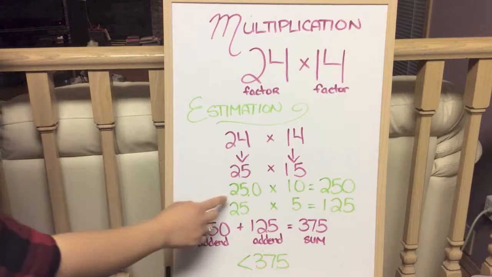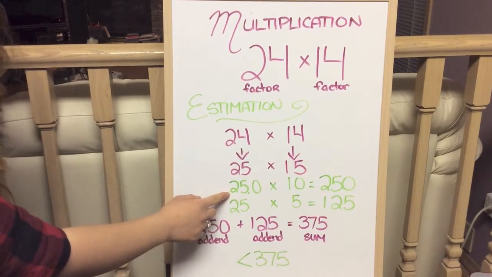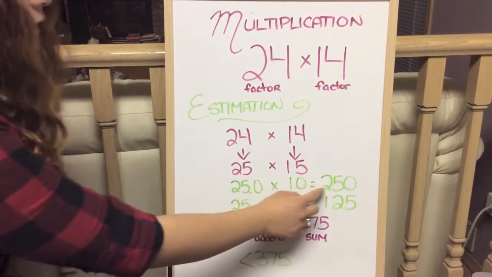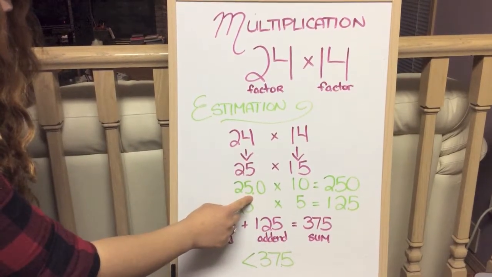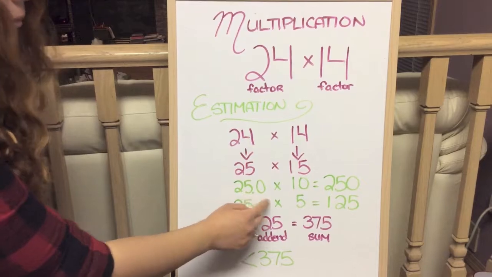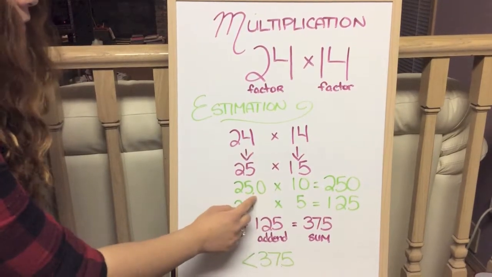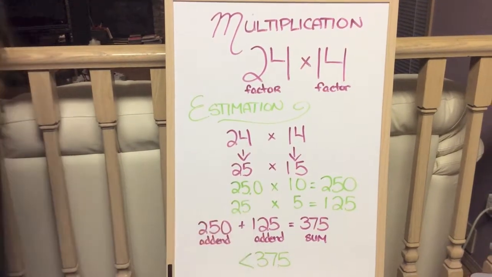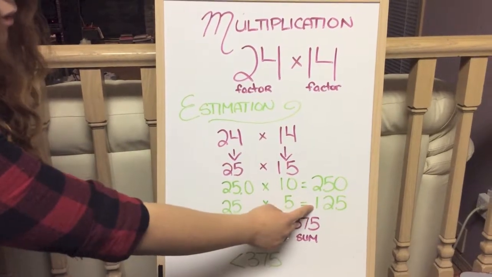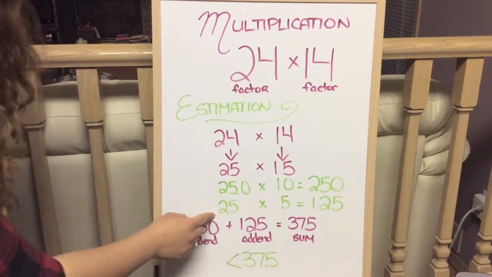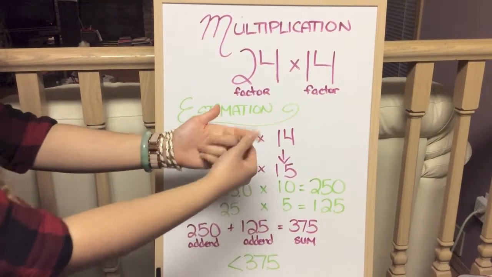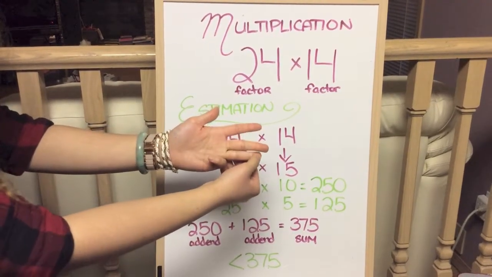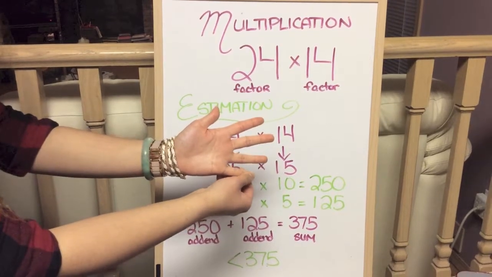Next, I took the 25 and I multiplied it by 10, which equals 250, because 25 is actually 25 decimal 0. And when we are multiplying by 10, you move the decimal place 1 to the right. To get the product of 125, I counted 25 groups of 5. So 25, 50, 75, 100, 125.